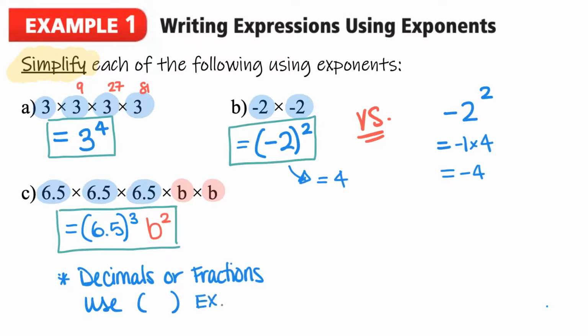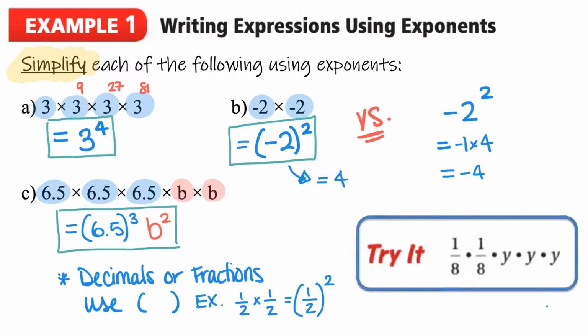So for example, if I had 1/2 times 1/2 and I wanted to write this with exponents, I would put 1 over 2 in parentheses and then squared. So here's our first try question for this video. We're going to simplify this expression and keep in mind what we just said about decimals or fractions.